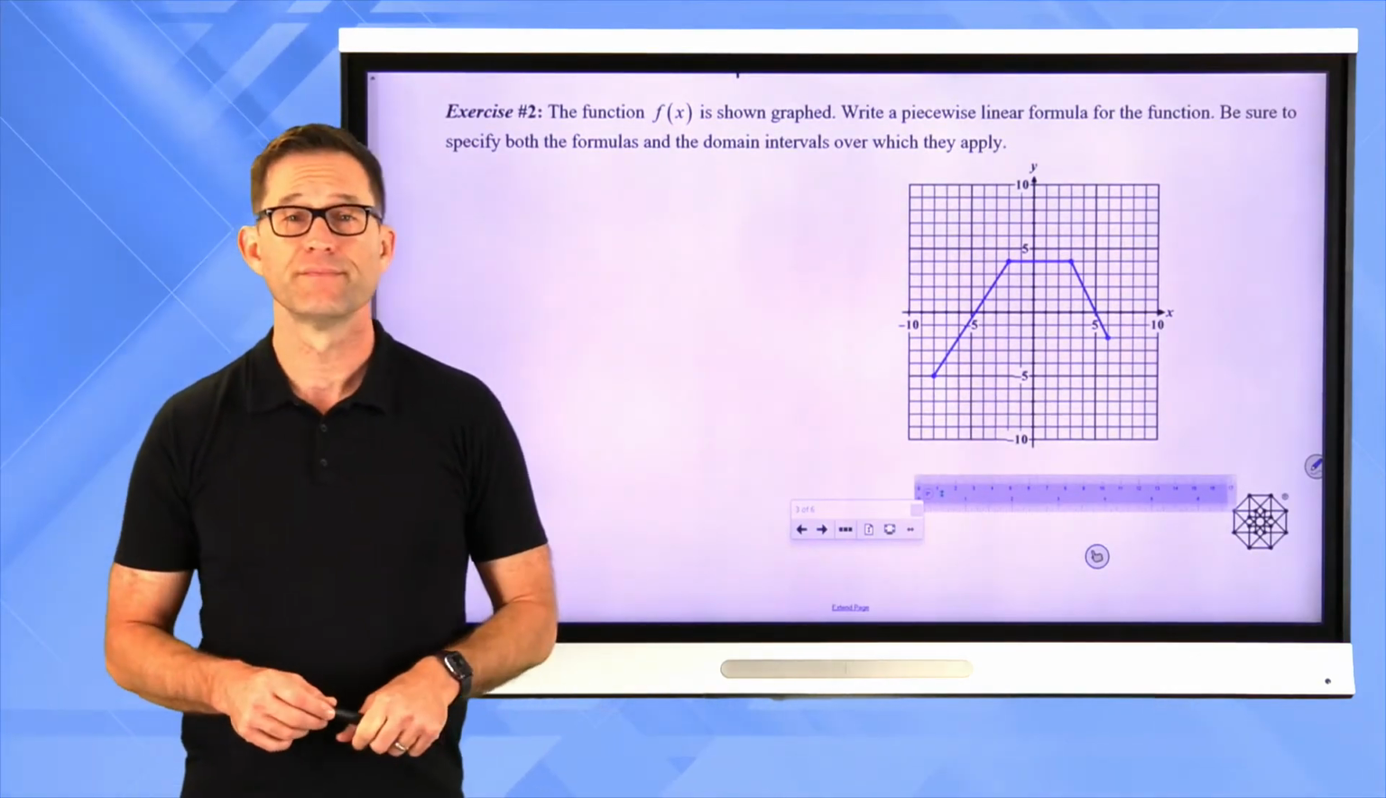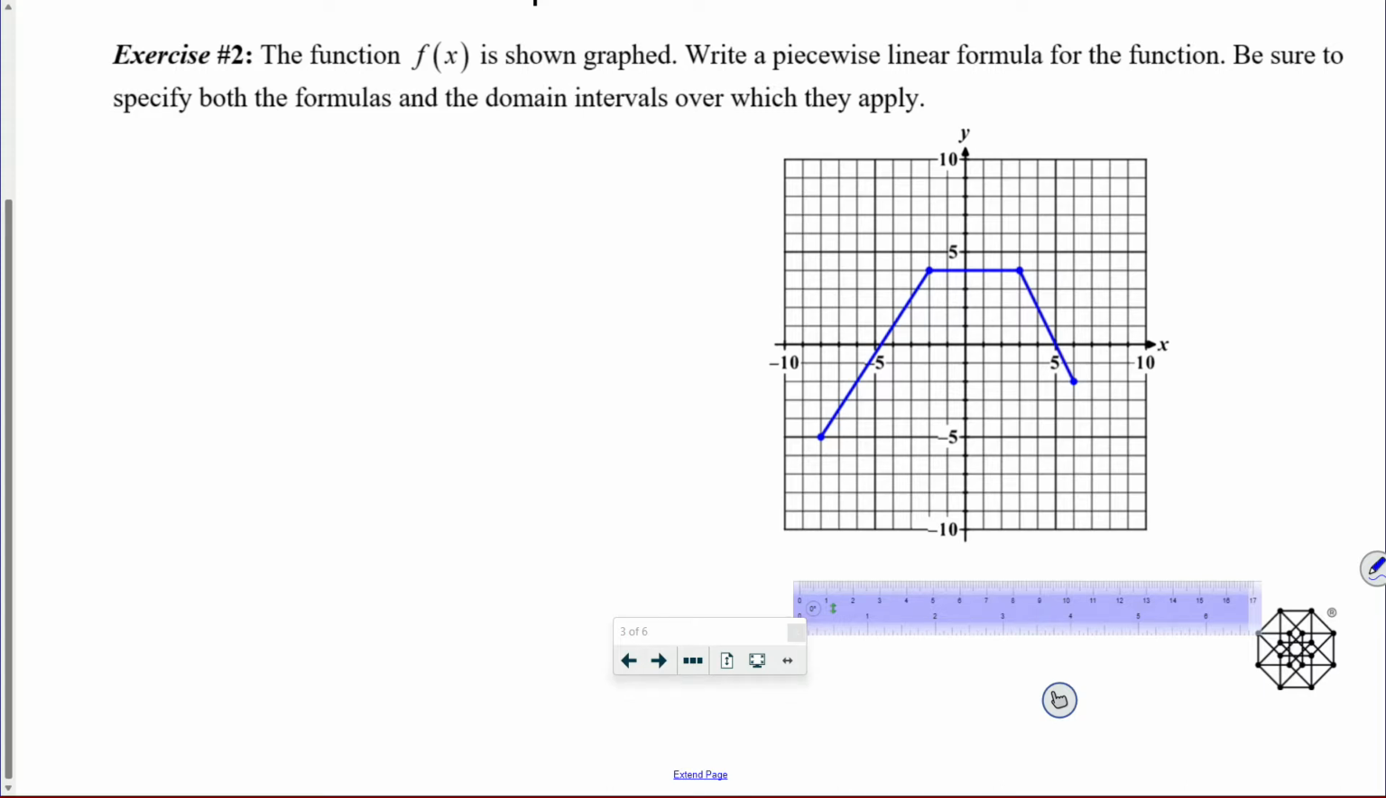Exercise number 2. The function f of x is shown graphed. Write a piecewise linear formula for the function. Be sure to specify both the formulas and the domain intervals over which they apply.